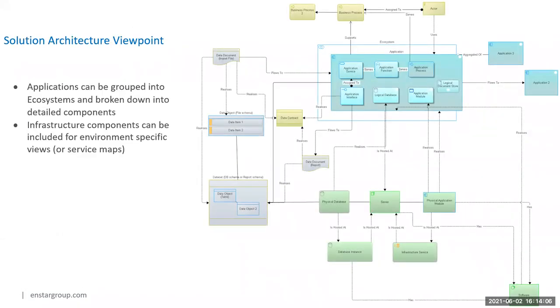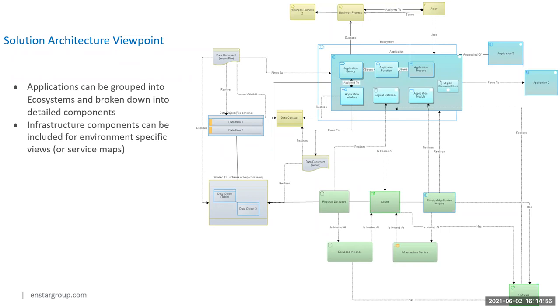So this is our solution architecture viewpoint. And you can see here that the application component type is central to this viewpoint. And within here, we have the concept of an application that is composed of application modules with other logical components that aren't native to Archimate, such as the logical with the database and the logical with the document store. We wanted to show how relational databases or document repositories look within these kinds of views. These are then linked to physical counterparts. So we have the physical database or database instance, which relates to a logical database. So we're able to show environment-specific views as well with this one single viewpoint.